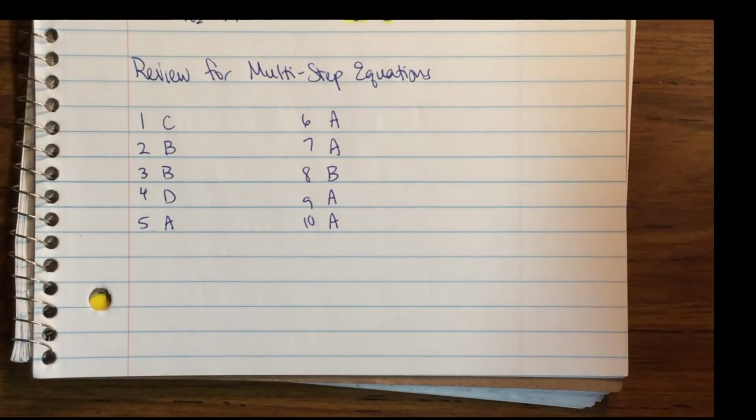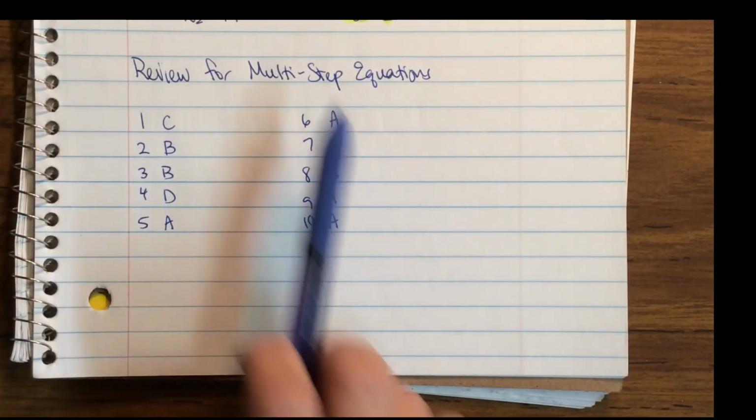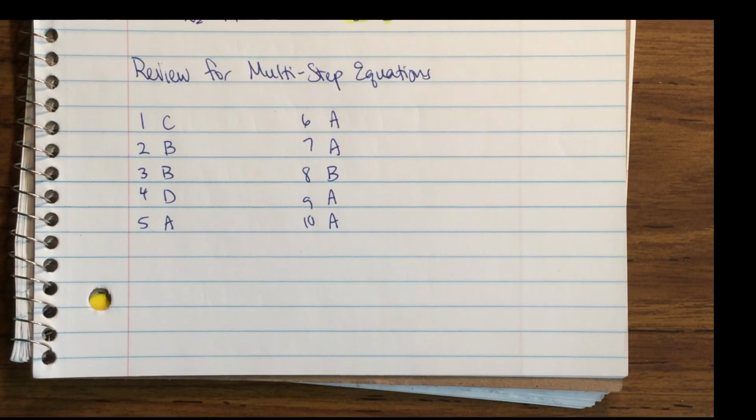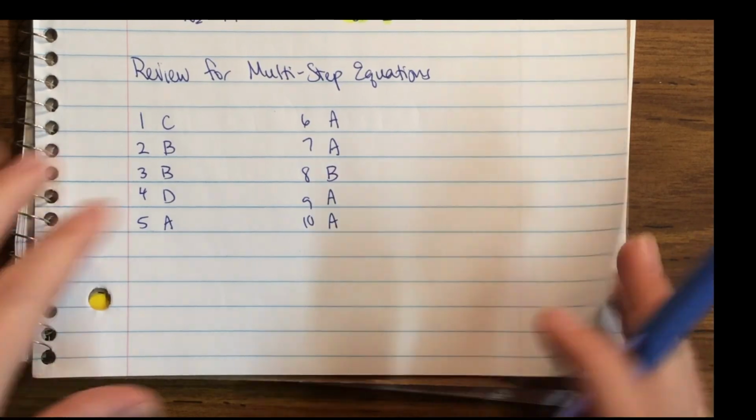Alright, so the answers are as shown here, 1 through 10. Grade yourself and see if you missed any. And if you did, then go to that number and watch the solution, so that way you know what you did wrong. All right, we're going to start with number 1.